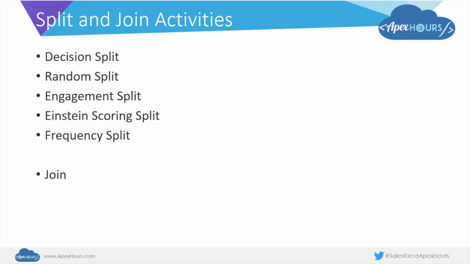The Einstein scoring and the frequency split activities will be available when you have the Einstein features turned on. The Einstein scoring split activity is used to segment the customers into logical paths depending on the personas that you might have defined before. And the frequency split is used to split the contacts based on their individual engagement frequency. And finally, the join activity is used to bring contacts from 2 different paths into a single path.